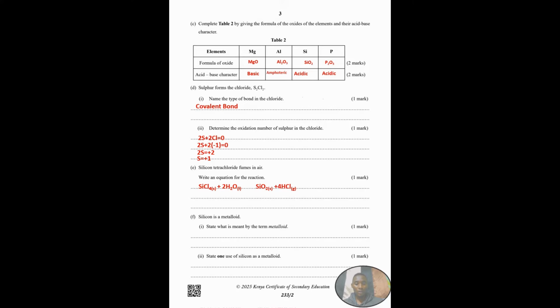So we have silicon tetrachloride plus 2 molecules of water. We obtain silicon oxide, which is a solid, plus hydrogen chloride gas, 4 molecules. And this is the gas that we are saying is very toxic. So this is a well-balanced equation for the same. Moving to the next question.